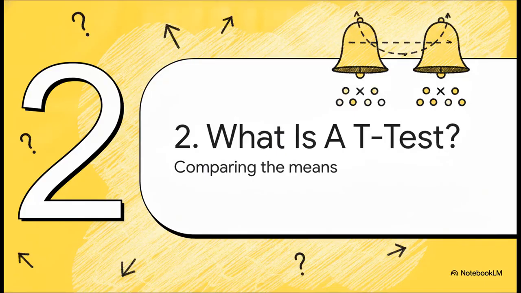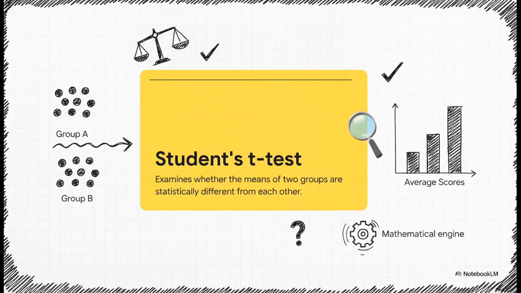Section 2. What is a T-test? Comparing the means. So, getting down to brass tacks, the Student's T-test is a parametric statistical test used to examine whether the means of two groups are statistically different from each other. Think about it. In research, we are constantly comparing cohorts. Does a special math program make students perform better than the traditional curriculum? Do accountants perform better on a very specific task than non-accountants? In these cases, we have two distinct groups and we have their respective means. The T-test is essentially the mathematical engine that tells us if the variance between those two means represents a real, statistically significant difference, or if it's just a random fluke in our sample data.